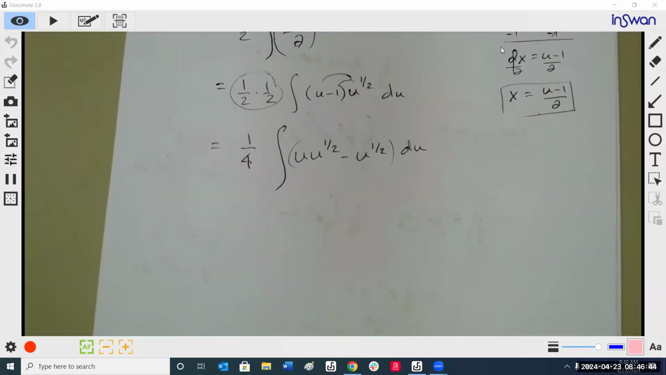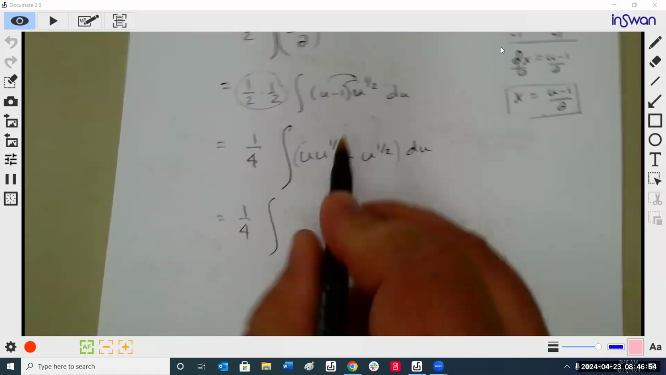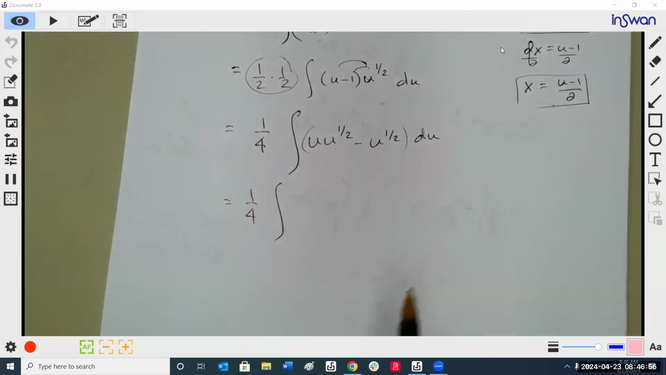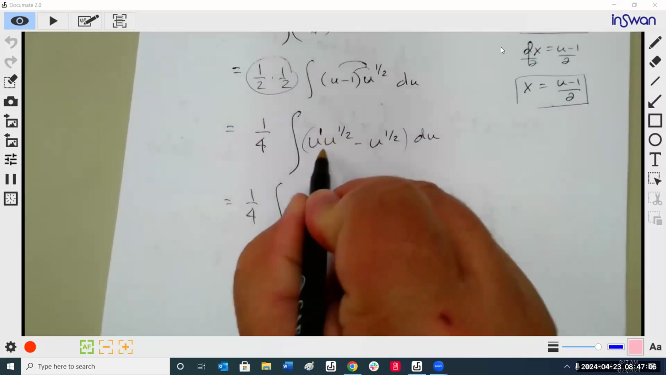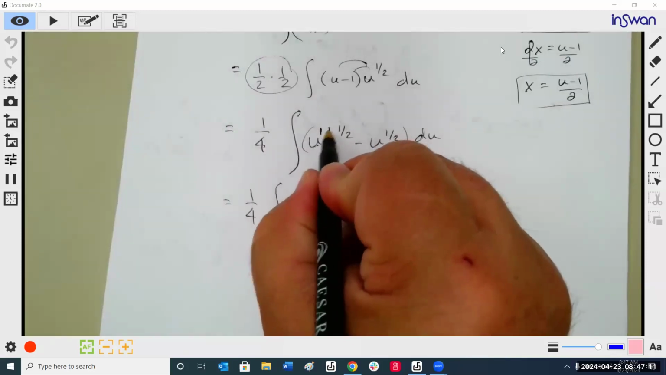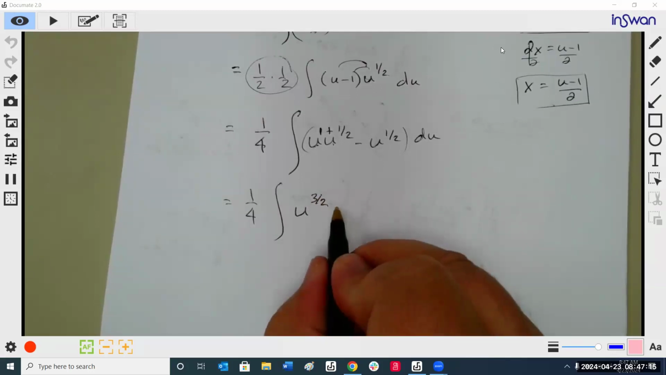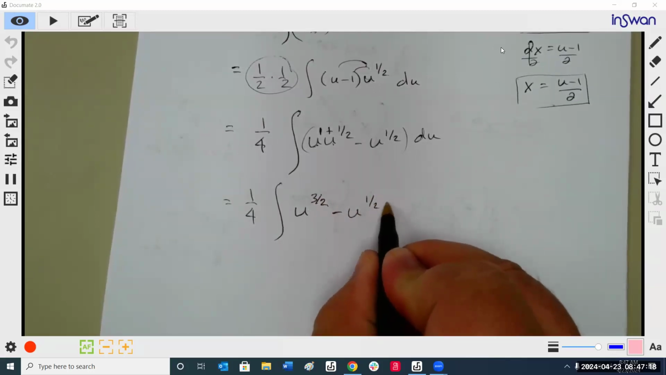Why did we do that? I'll show you. What is u times u to the power 1/2? This is u to the power 1. If you have the same base, what do you do with the exponents? Add them. So that's u to the power 3/2 minus u to the power 1/2.